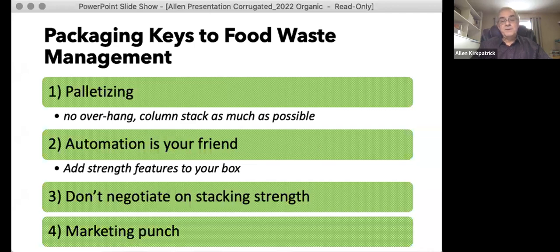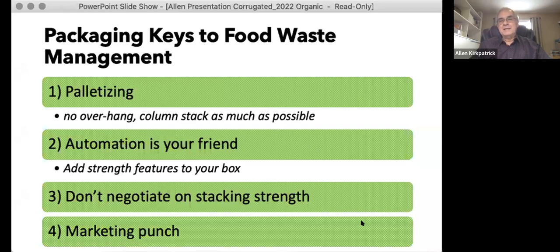And on a last point, it's marketing punch. You want your products to sell. So let's put it into something that goes onto the shelf and attracts consumers and will be bought and taken home and not get into the waste column. And some investment on marketing punch is, I think, a good thing to do.